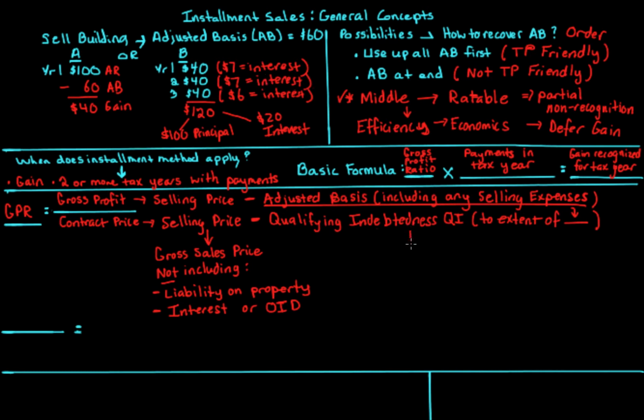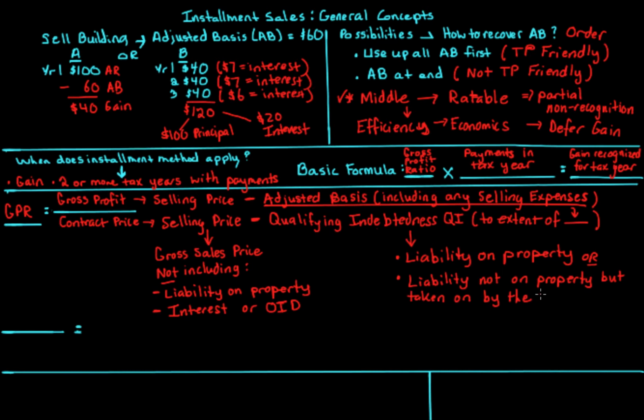Now, what about qualifying indebtedness or QI? So we're talking about indebtedness, we're really talking about liabilities. And there's really two major liabilities that make up normal qualifying indebtedness. The first is a liability on a property. So again, we had a liability on a property here. It's not part of the gross sales price, and guess what? It gets subtracted away. So see in the discussion we just had, if the property is encumbered by a mortgage or a liability, for example, the building has a mortgage on it that the buyer takes subject to, that's a liability on the property. Or another type of qualifying indebtedness is another liability, a liability not on the property, but taken on by the buyer.